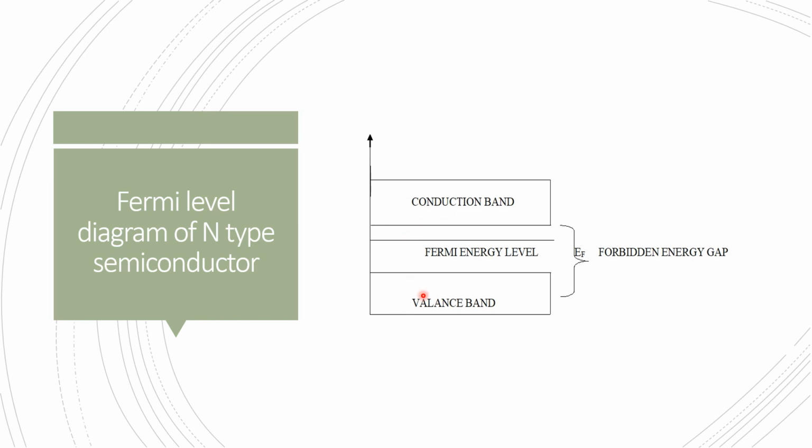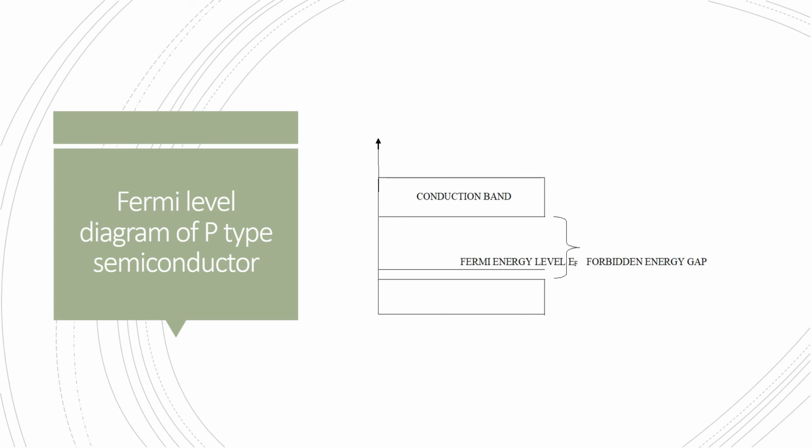Hence, the Fermi energy level is shifted towards the conduction band. Here we can observe very well, this is the valence band, this is the conduction band, and the Fermi energy level is towards the conduction band. Why? Because we have doped the pentavalent impurity and more electrons are towards the conduction band. Now, let us see the Fermi energy level for a P-type semiconductor.